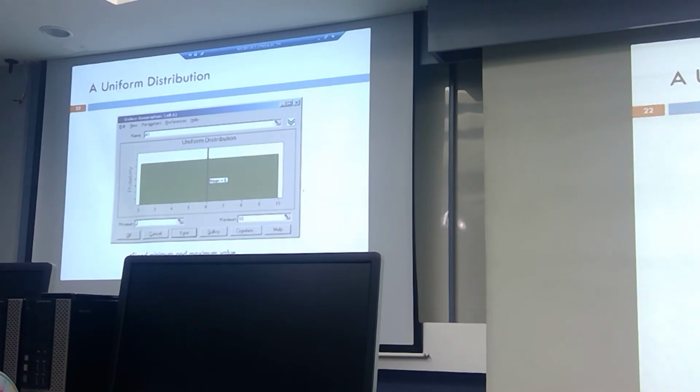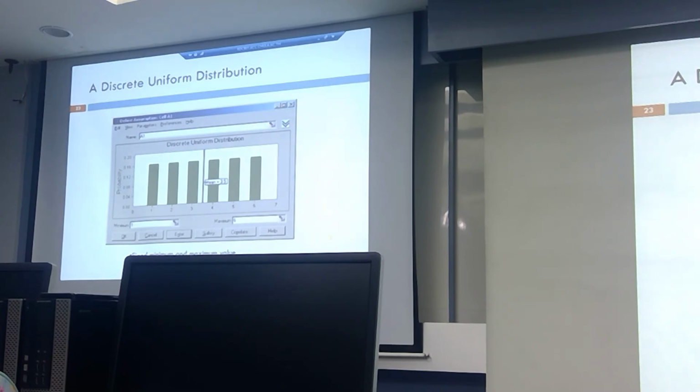Uniform distribution, we already talked about it. We have a minimum and maximum, and every value has an equal chance of happening. This one is considered continuous uniform. If we have discrete uniform, you can only get integer numbers.